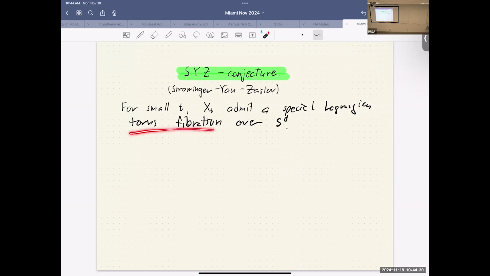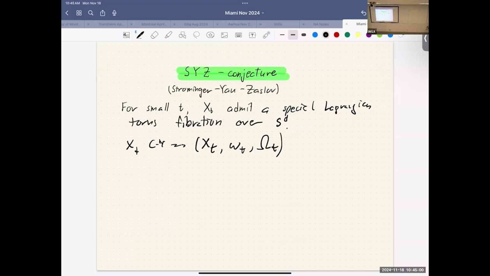We're expecting to find a torus fibration, but it should also be special Lagrangian. So I will introduce a little bit of terminology to say what that is. The fact that these Xt are Calabi-Yau means we have a triple: a complex manifold, a Kähler metric, and a holomorphic volume form. They are compatible in the sense that if I take the Kähler metric to the top power, I get the same as my holomorphic top form.